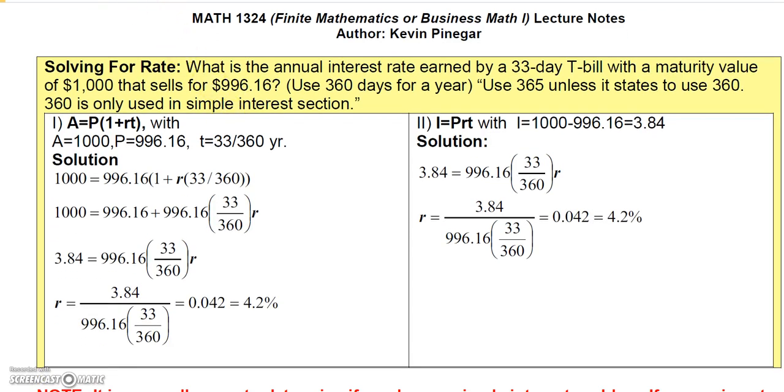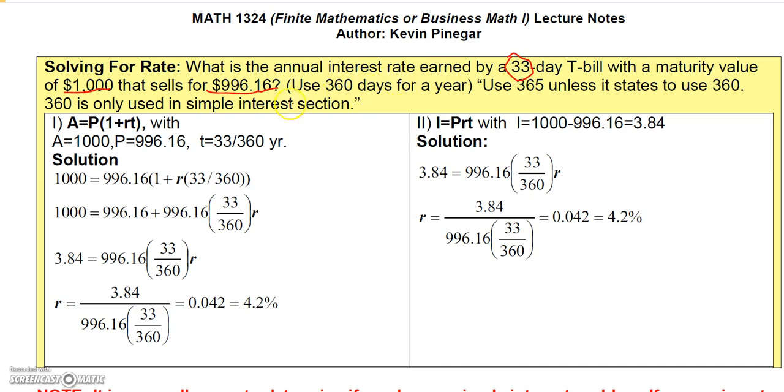Okay, now another example is we might have to solve for rate. So look at this problem. It says, what is the annual interest rate earned by a 33-day treasury bill that has a maturity value of $1,000? Now the maturity value is the amount, okay? So that means it's going to grow to $1,000, but since it sells for $996.16, that's the principal. So basically you have a principal that grows from $996.16 to $1,000, and it does this over 33 days.